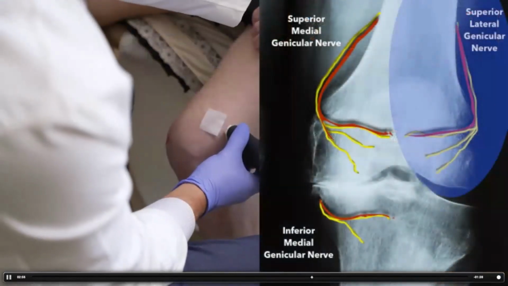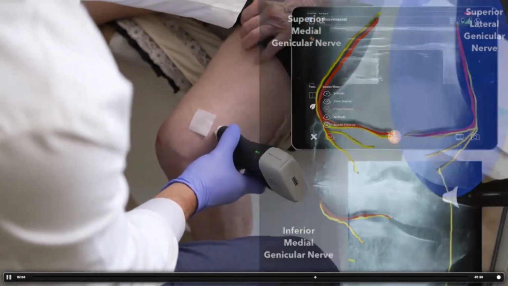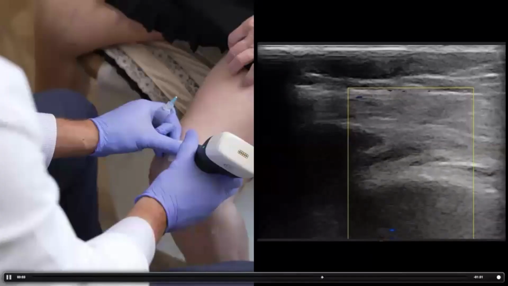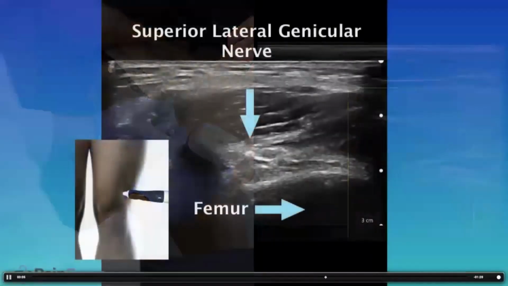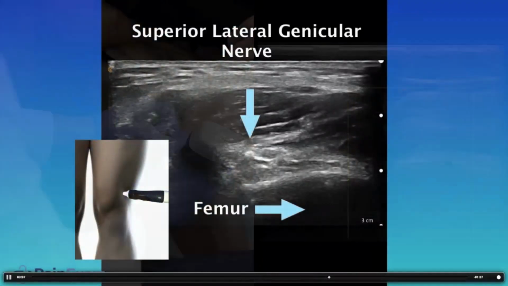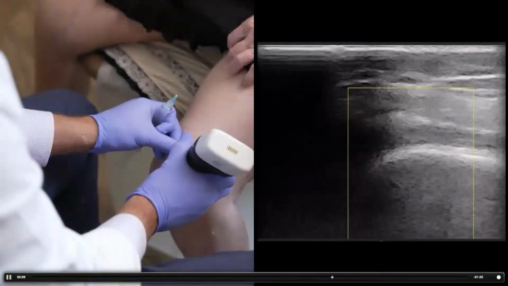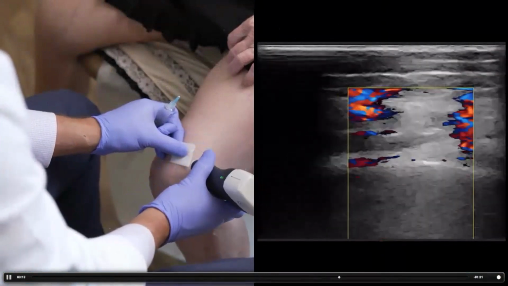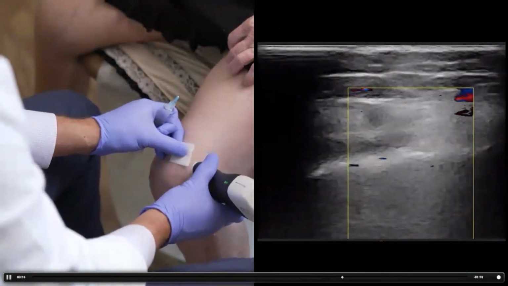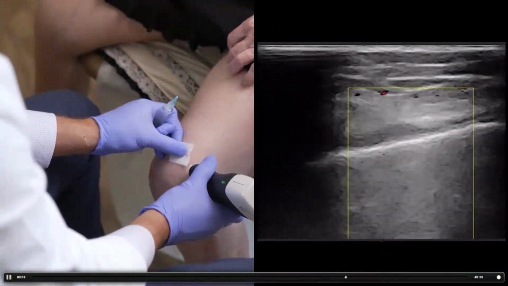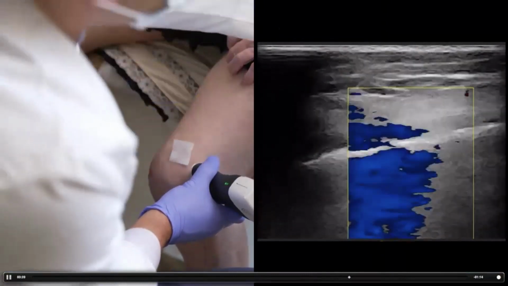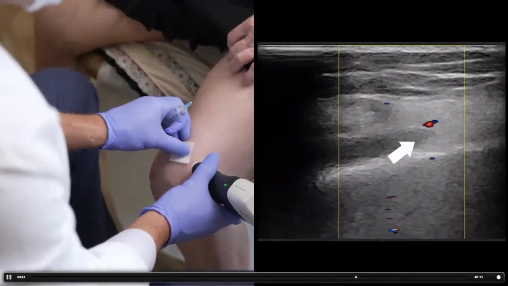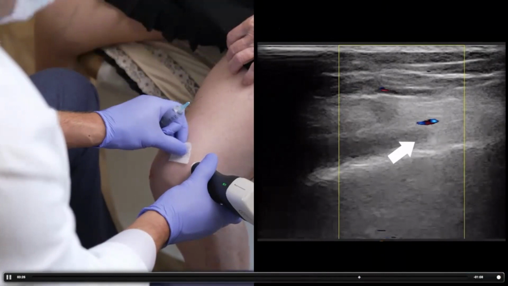So I'm going to put my Doppler on as I scan for the blood vessel to help me isolate the nerve. And I like to go as distal as possible on the epicondyle as I'm scanning proximal to distal. I'm looking for the nerve and the blood vessel. Too much pressure and the blood vessel will disappear, so it's important not to press too hard. But I found the artery and the nerve is right under it.